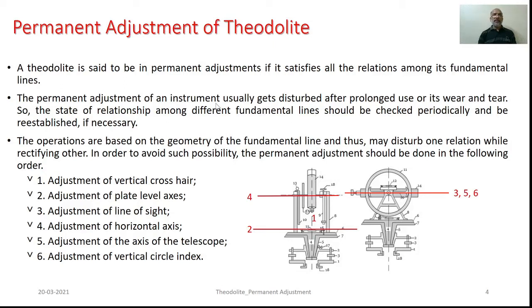Every theodolite is said to be in permanent adjustment if it satisfies all the relationship that we discussed. However, because of mishandling of the equipment or otherwise its wear and tear, the state of relationship may get disturbed. Hence, one should check this particular relationship periodically as well, establish that particular fundamental relationship among the axes as and when required.